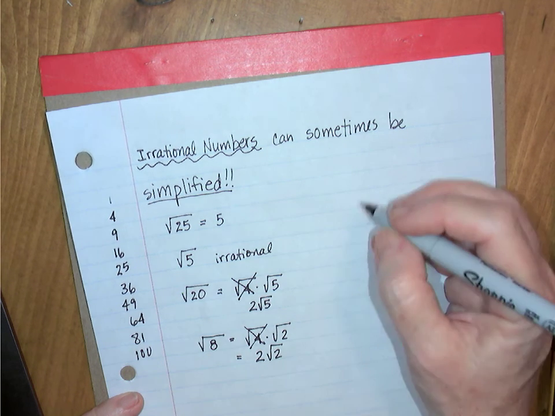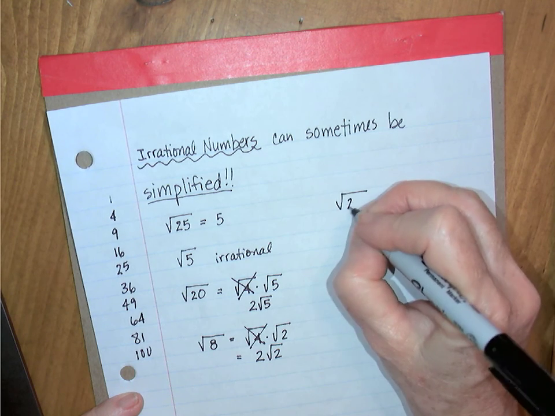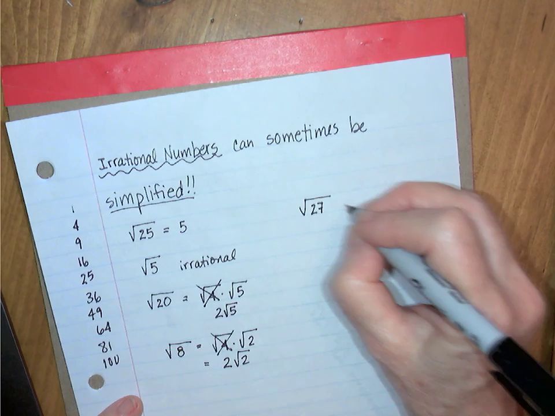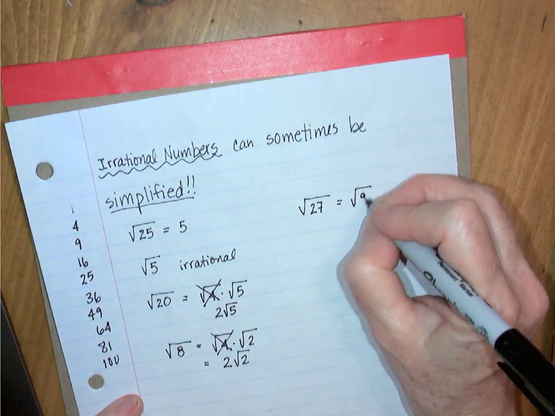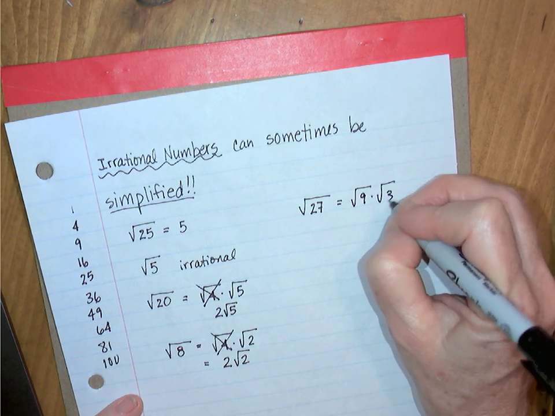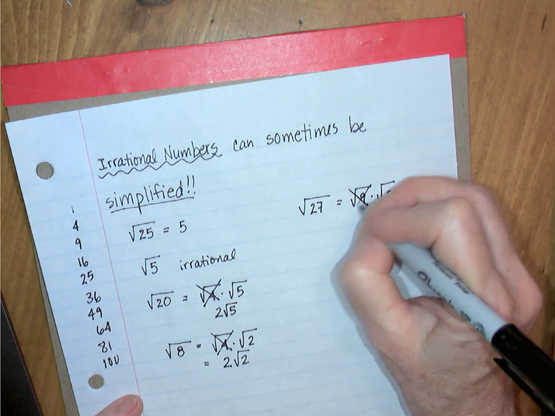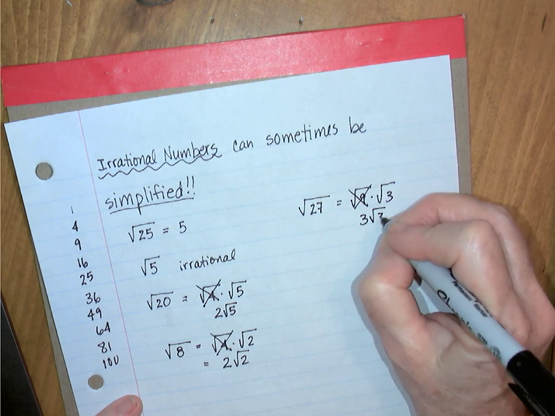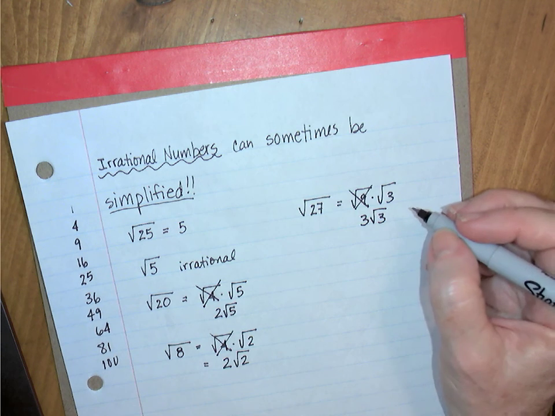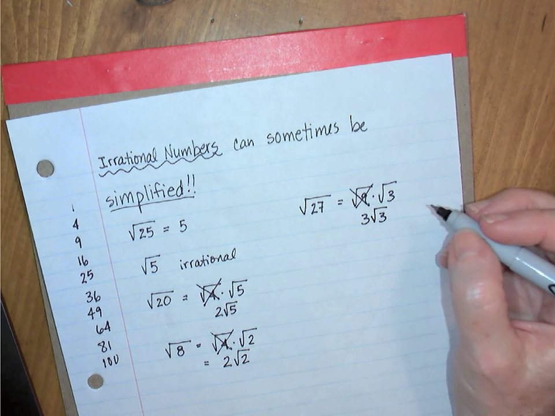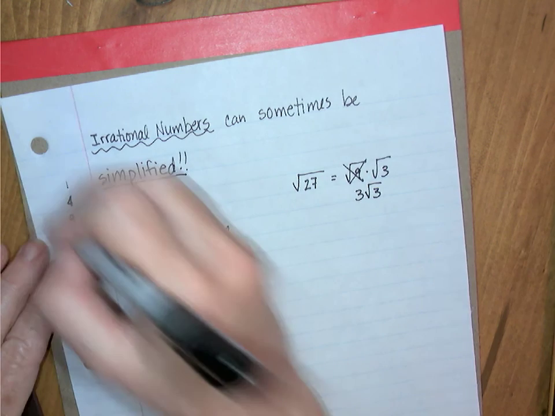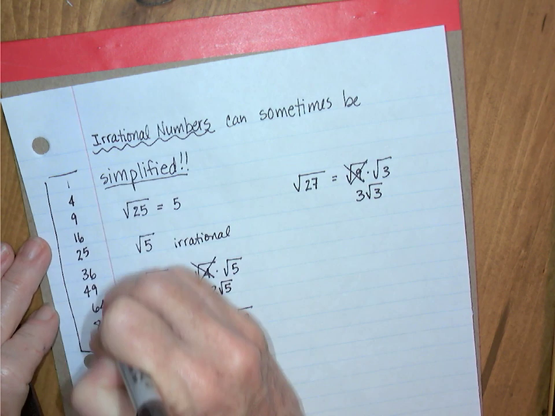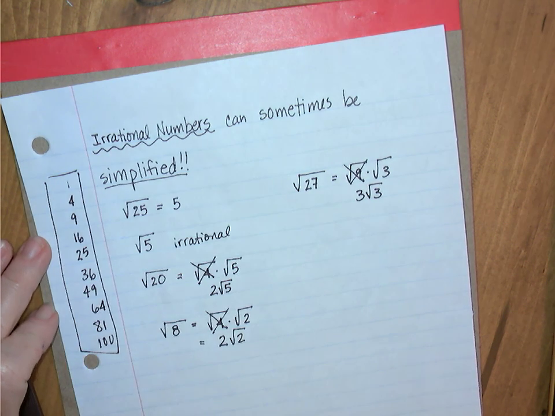If I have something like, let's say, the square root of 27, I know 9 goes in. So that's the square root of 9 times the square root of 3, and the square root of 9 is 3. Right, so the whole way of simplifying irrational numbers, simplifying square roots, is to ask which perfect square goes in.